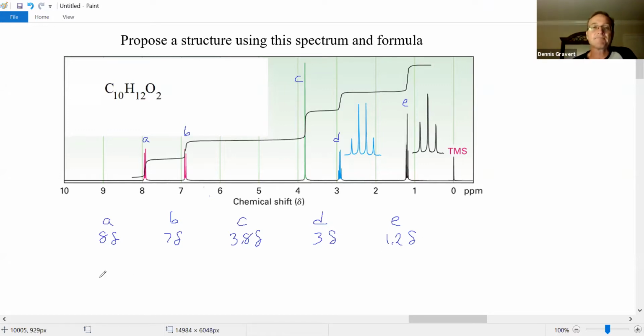Let's get the integration. I'm looking up here for the answer. Where's the relative areas? Darn it, it's not here. Okay, so this is a case where we get the integration curve. That's this single long line here. And what you're doing is you're estimating by eye this height compared to this height, from this line to that line. That looks about the same. So the integration appears to be 1H to 1H here.